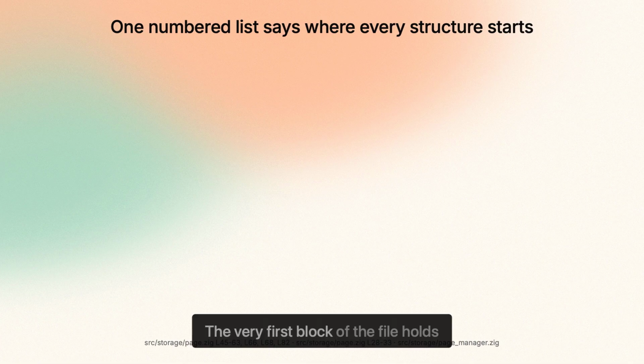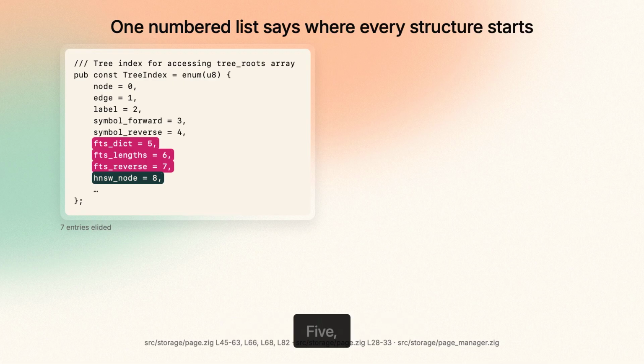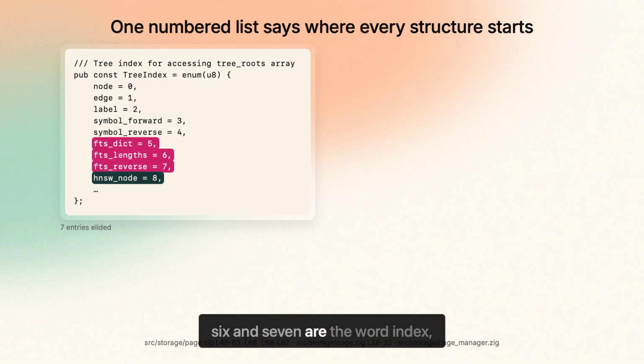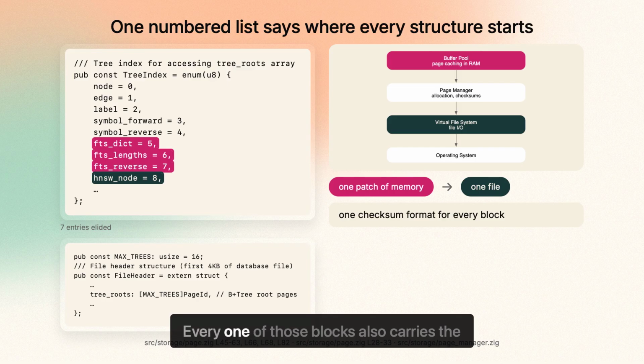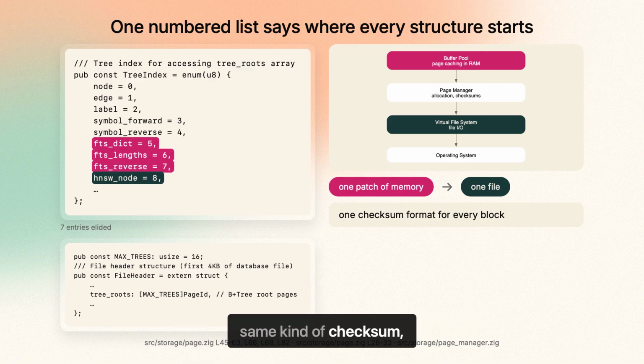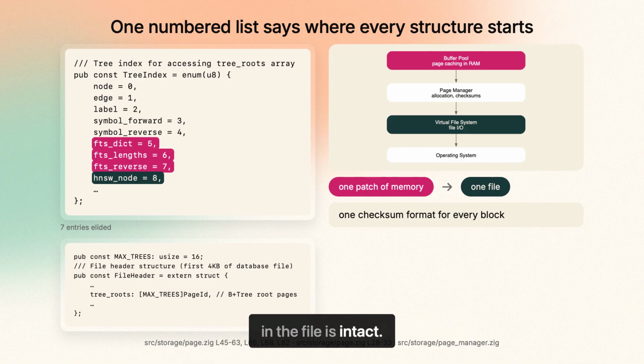The very first block of the file holds 1 numbered list. Your things are number 0, your links are number 1, 5, 6, and 7 are the word index, and 8 is the meaning index. The list is 16 slots long, and each slot holds the block where one structure starts. Every one of those blocks also carries the same kind of checksum, so one routine can tell whether any block in the file is intact.